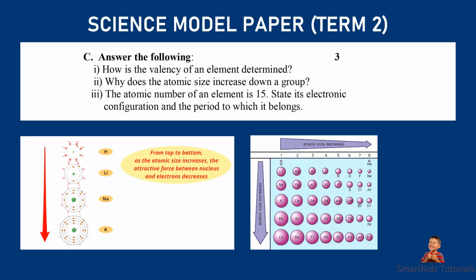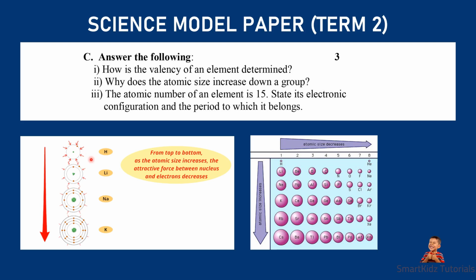Now let's go into detail a little bit about how the atomic size increases down a group. If you have a look here, the example is given down a group. You have hydrogen, lithium, sodium and potassium, and in each of them you see there is a shell being added. In the case of hydrogen, there is only 1 shell. In case of lithium, there are 2 shells. In case of sodium, there are 3. And in case of potassium, there are 4 shells.